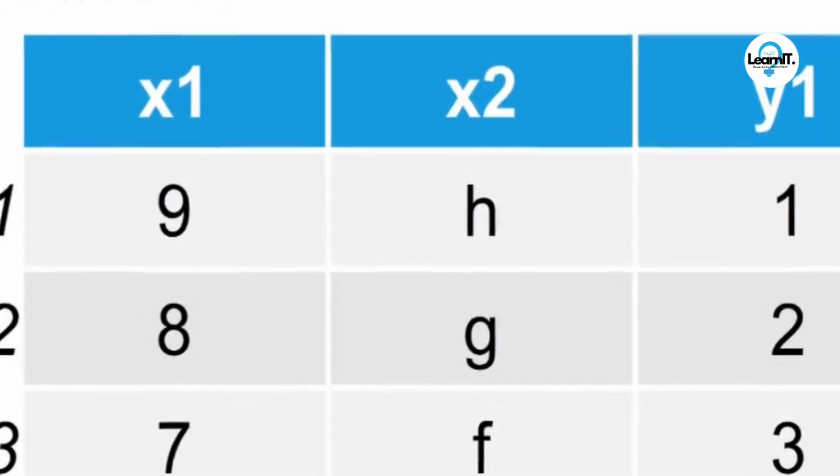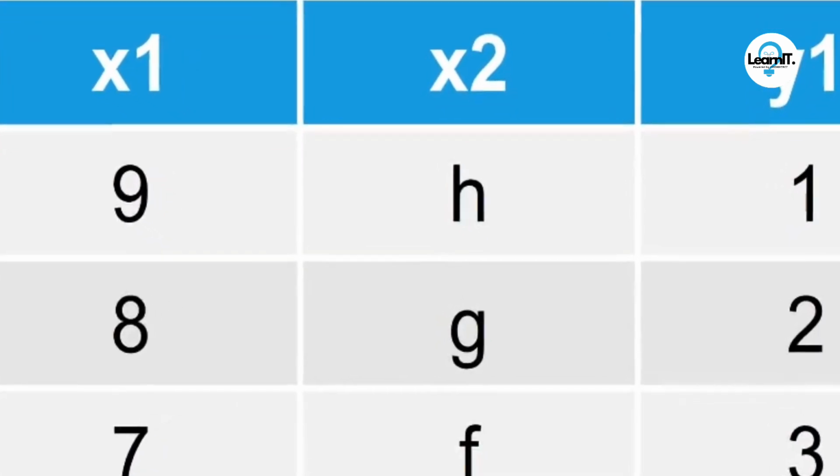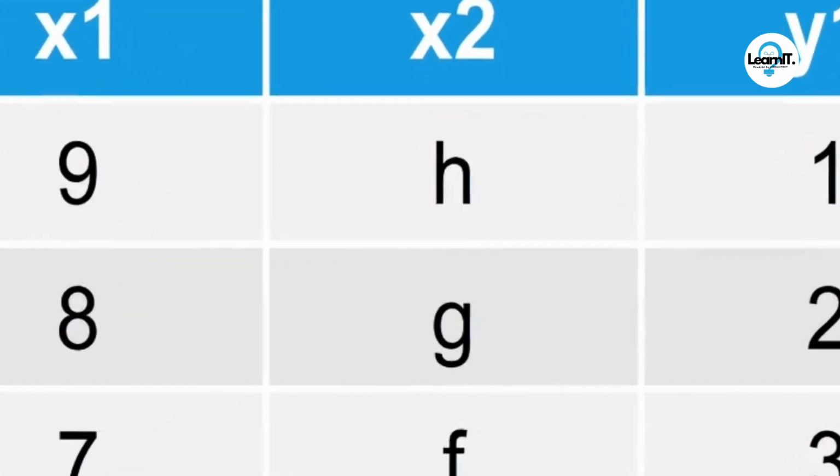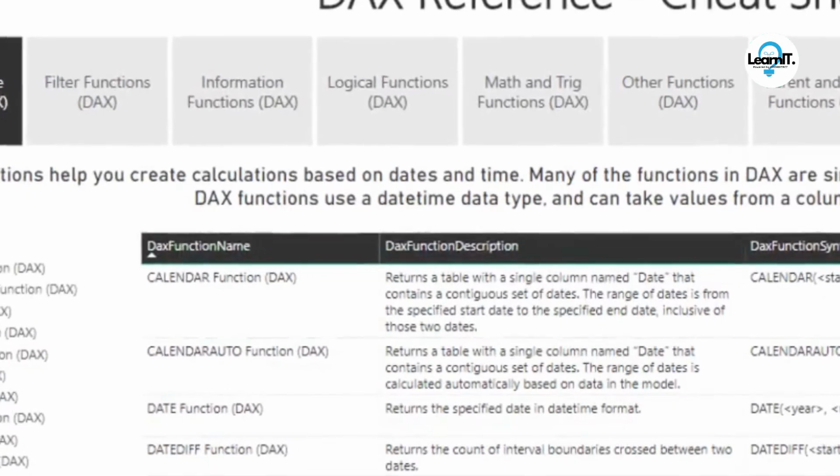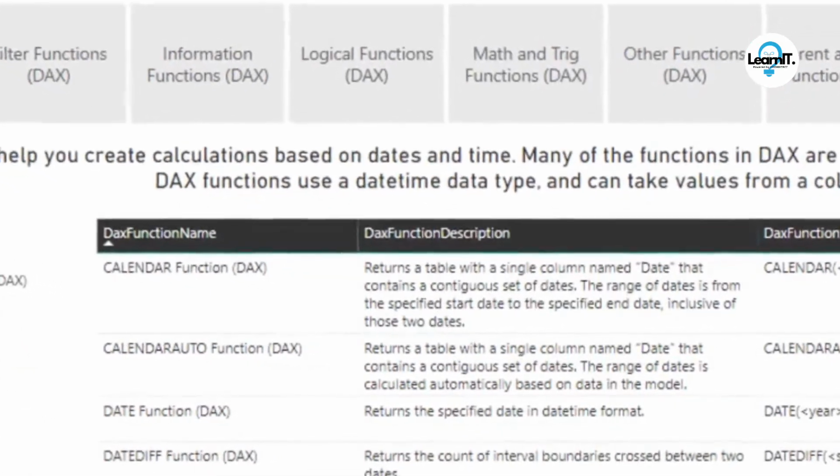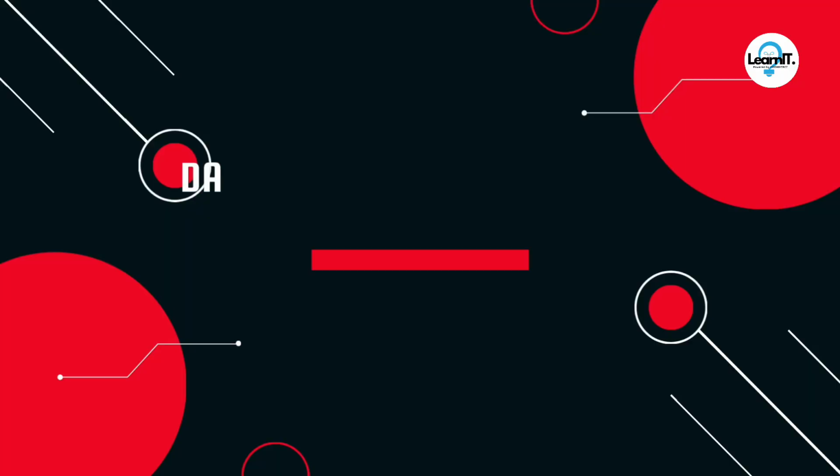The table data type represents a collection of data in rows and columns. It's used internally by DAX functions that return tables. We'll dive deeper into tables and table functions in later videos.